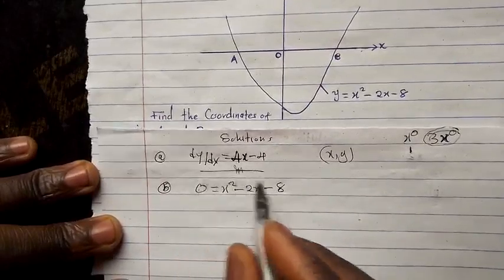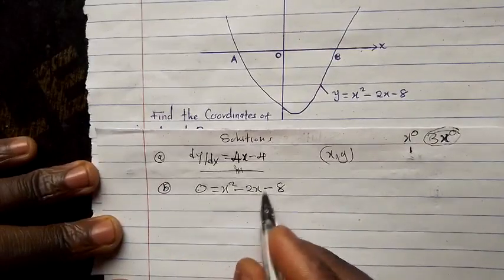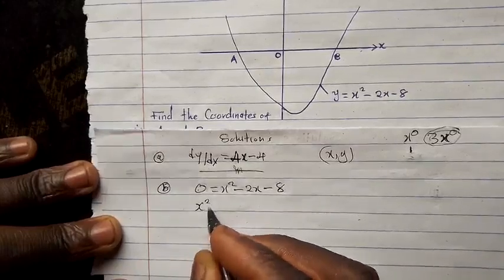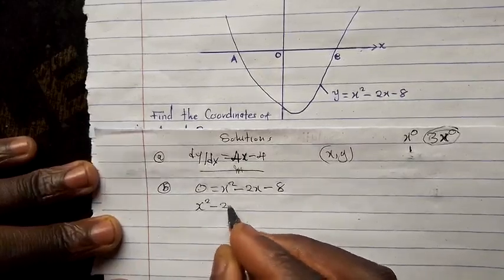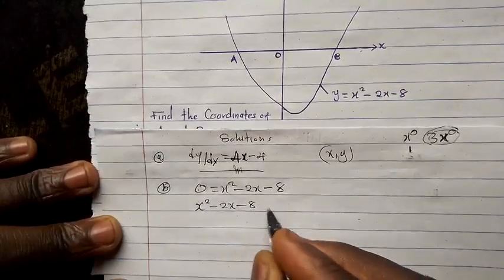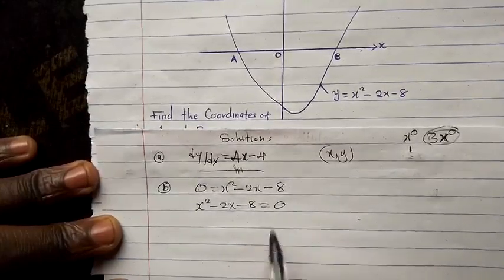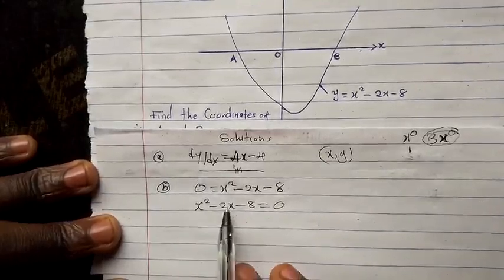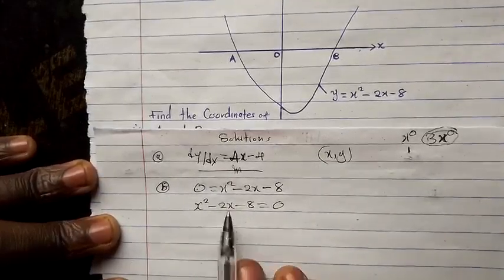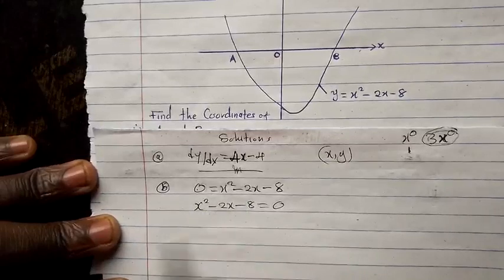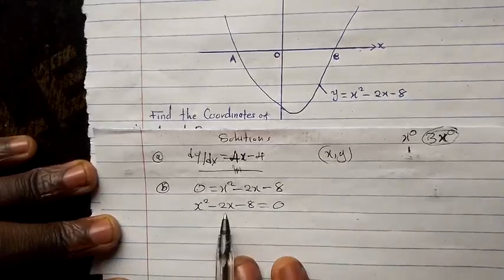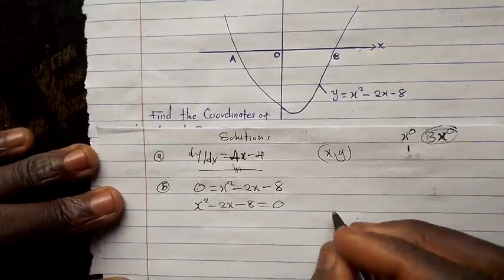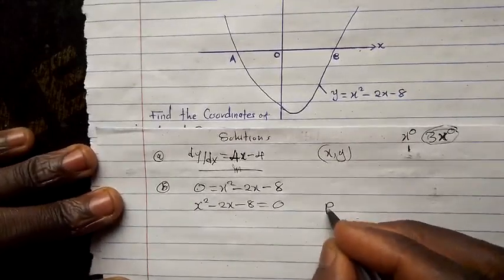Okay, so this 0 will be on the other side and these numbers will be on this side here, which is x to the power 2 minus 2x minus 8 is equal to 0. So on this part here, don't change anything. This one here is not crossing an equal sign. I'm just interchanging the numbers. Okay. So on this part here, I'm going to find the product.